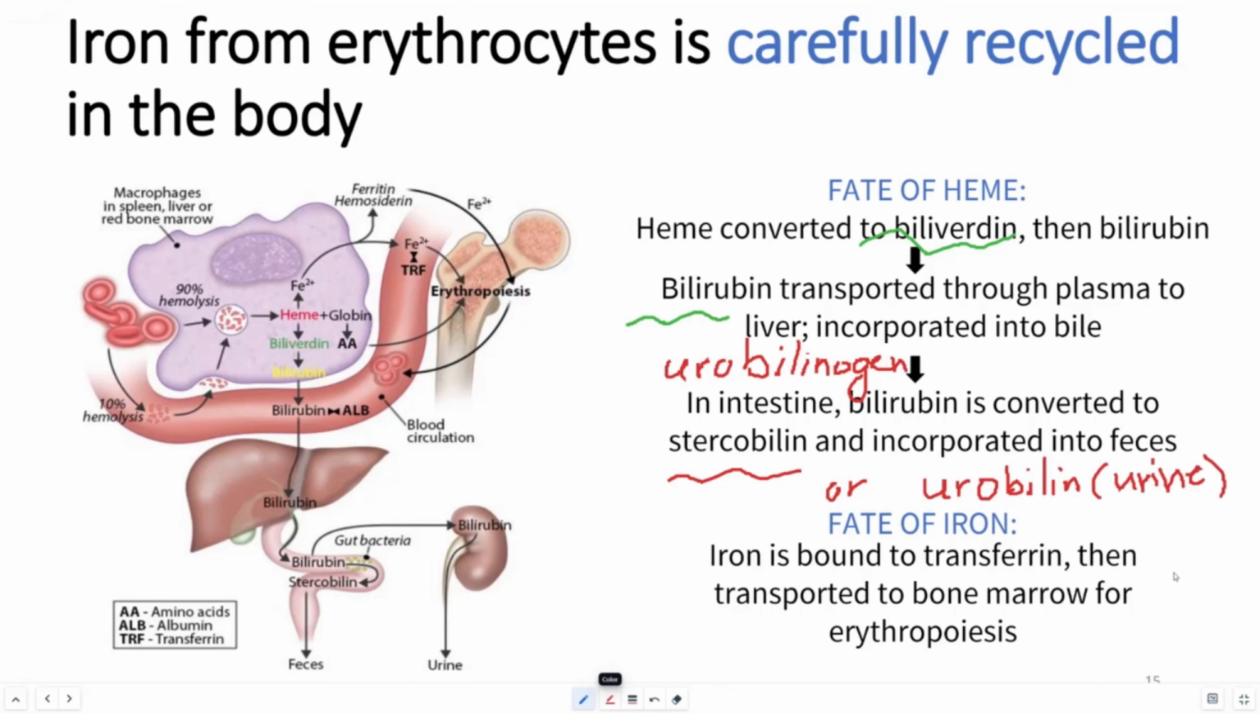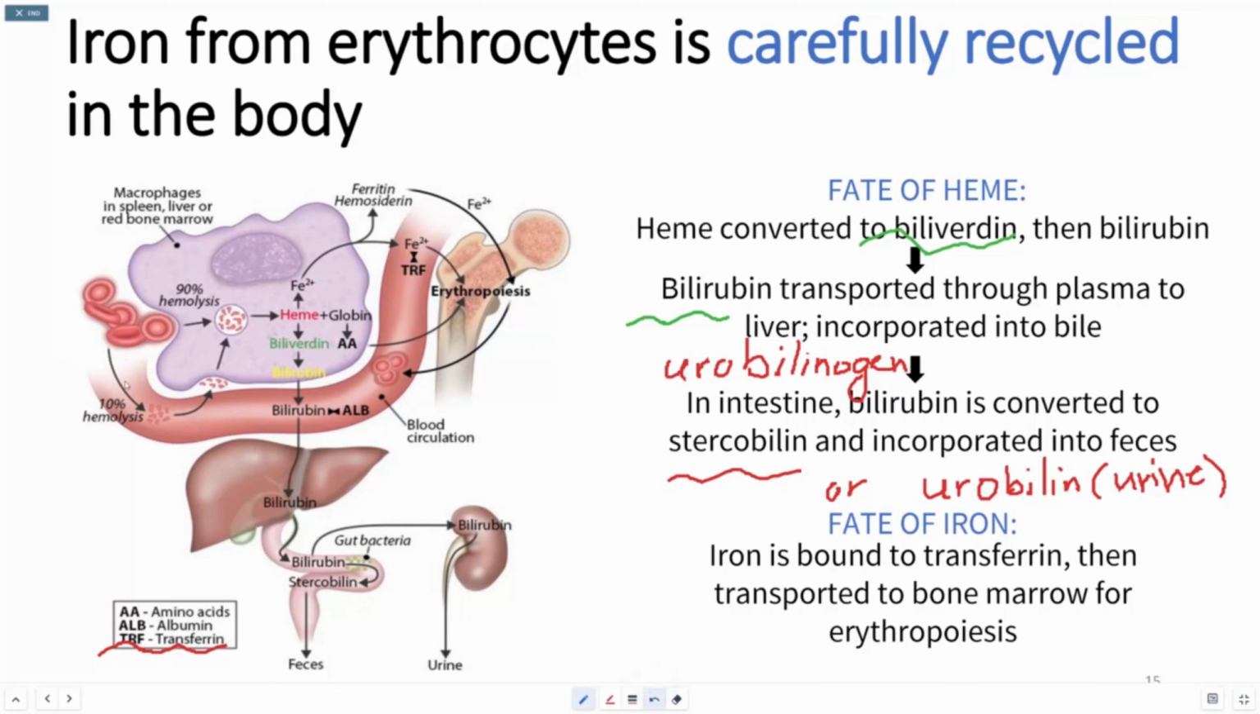The iron components of hemoglobin are transported and removed by a protein called transferrin, TRF. Transferrin is going to then move it to the liver or spleen where it binds to ferritin, as well as another protein called hemosiderin. And these ferritin proteins are water-soluble, and they're the primary storage sites for iron.